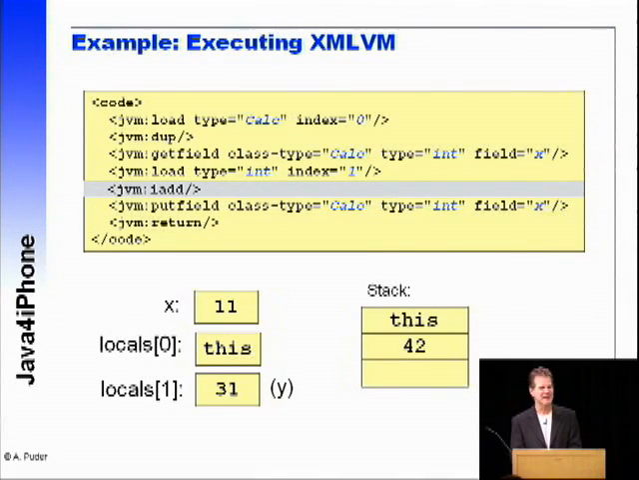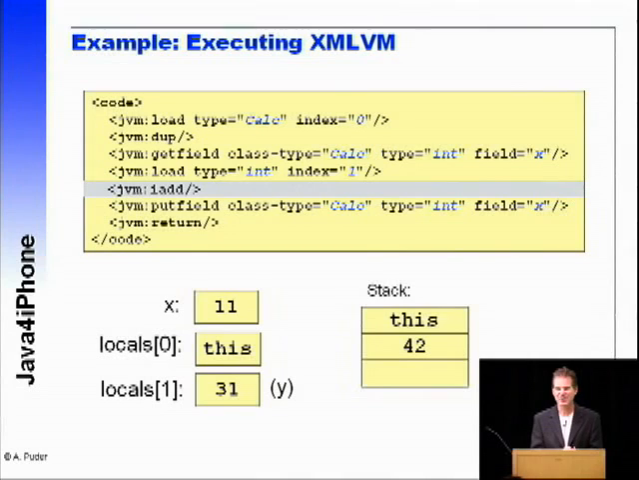So the next instruction, putField, is the reverse of getField. It writes a value back to a member. Again, you can see putField says I want to write back to member x of class Calc. Now, what does putField need in terms of parameters? Just like getField, it needs to know to which object, so it needs a reference to the object. And of course, it needs to know the value that's supposed to be written back.